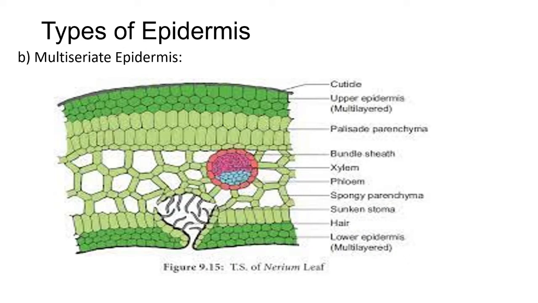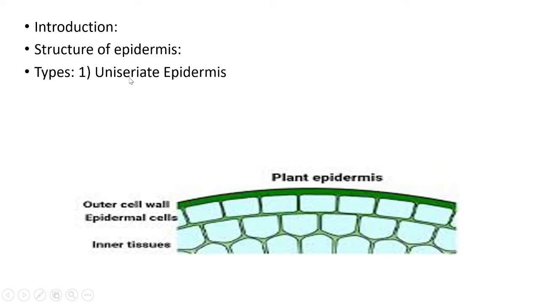Now let us see the types of epidermis. There are two types of epidermis. In the first diagram, this is the uniseriate epidermis. Now see in this diagram, the epidermis consists of a single layer of cells. It is a continuous layer except for numerous small pores called stomata and lenticels. The epidermis is a single layer, and the cells below are called hypodermis. Therefore, it is known as uniseriate epidermis.